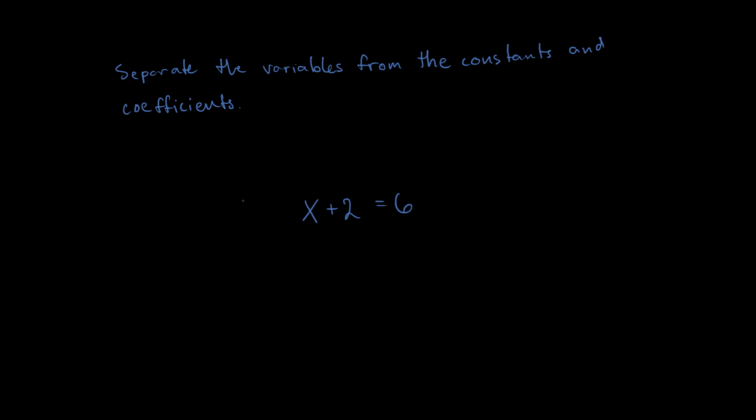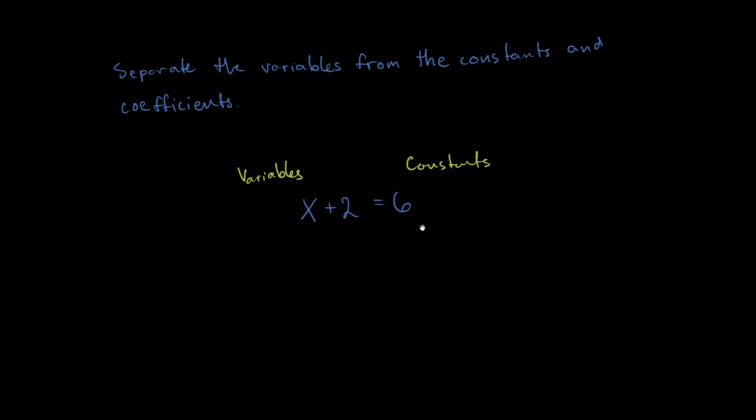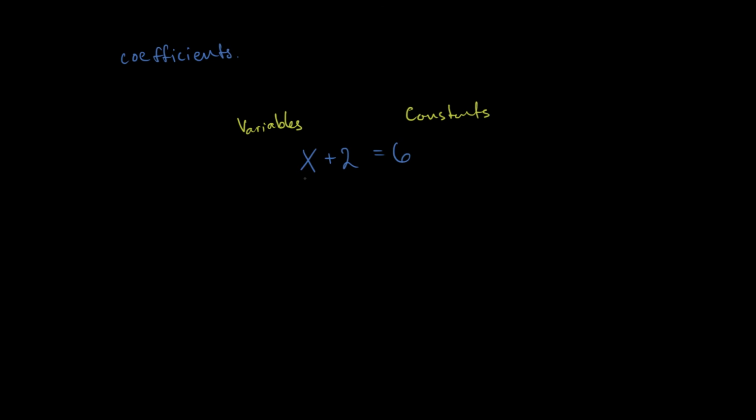Right now, I have my variable x, a constant 2, and another constant 6. And like I said, in order to solve this, we want to separate the variables from the constants and coefficients. So I'm going to have all of my variables be on the left side and all of my constants on the right side. So I already have a variable x on the left side, but I have to bring this 2 over somehow. So how do I do that?